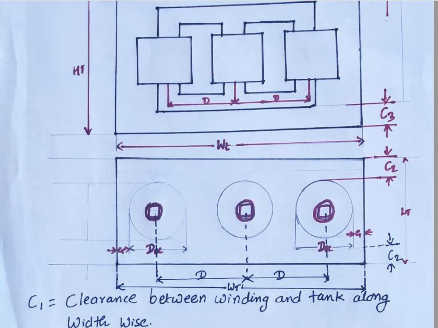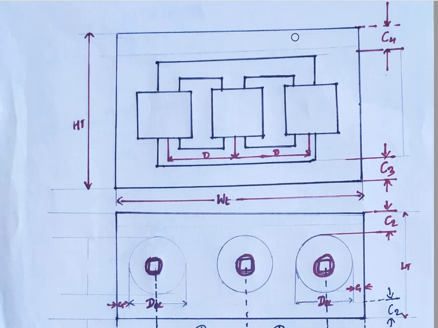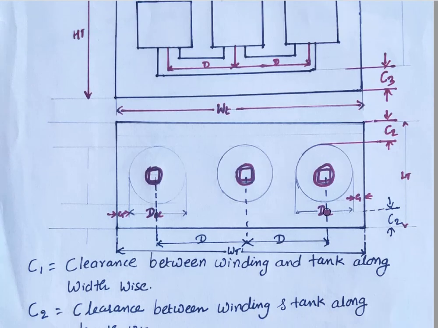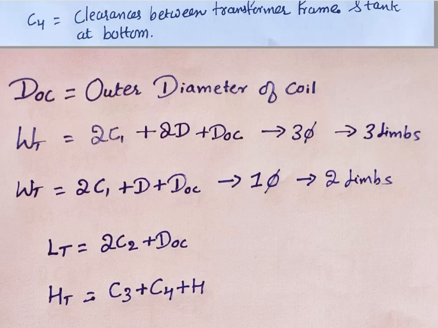This is a three-phase core type transformer. This is the clearance between the winding and the frame, which we call C4. This is the clearance between the ground and the winding of a transformer. This we have shown here. This is the distance between one limb and the other of the transformer, and this is the diameter of the coil. This has been given; yesterday we saw this.